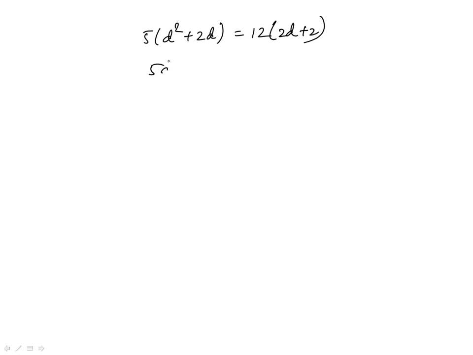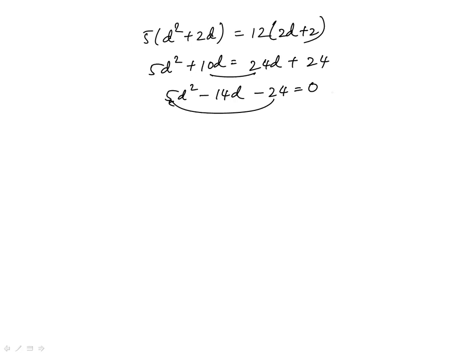I'm going to distribute that. 5D squared plus 10D equal to 24D plus 24. Combine like terms. That becomes 5D squared minus 14D minus 24 equal to 0. So here I have two numbers to solve this quadratic. 24 times 5 is 120, and then I have to think of two numbers that multiply to give 120, and then the difference is 14. So those two numbers are 20 and 6. So that becomes 5D squared minus 20D plus 6D minus 24 equal to 0.